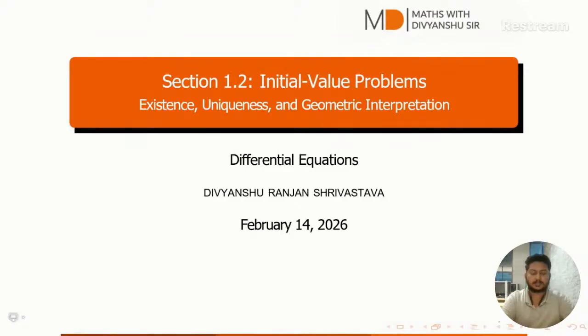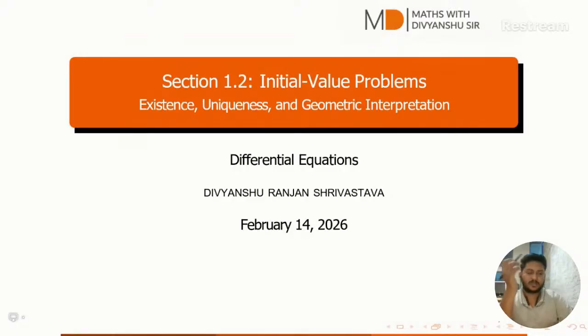So in this lecture, we study initial value problem in differential equation, then further focusing on existence and uniqueness theorem and its geometrical interpretation. This topic is fundamental for understanding when the differential equation has a solution, and whether that solution is unique.